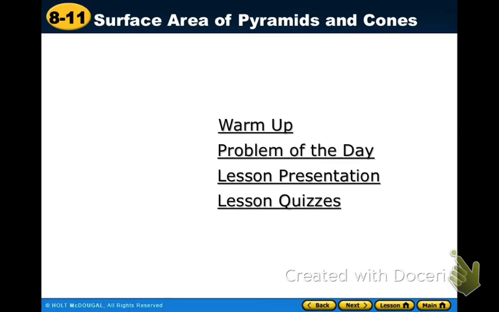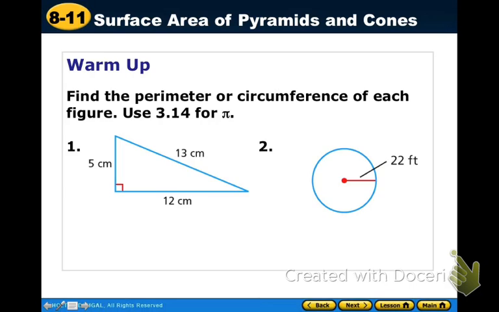Okay, today you're going to be learning about surface area of pyramids and cones. So from your warm-up, to find the perimeter and circumference of each figure, you found that the perimeter of the triangle was 30 centimeters and the circumference of the circle was 138.16 feet.